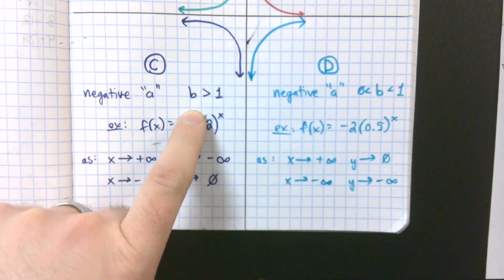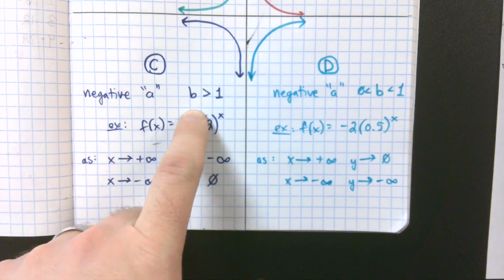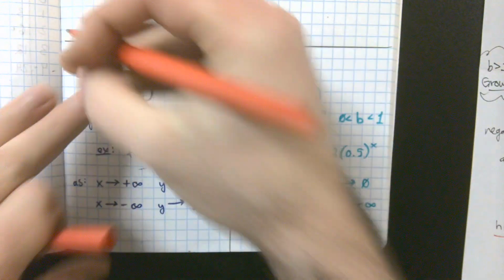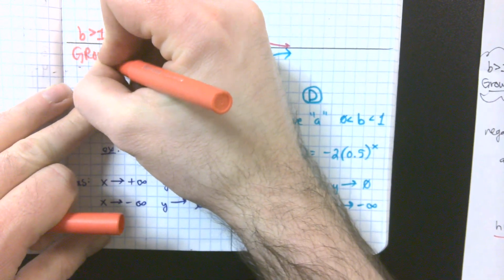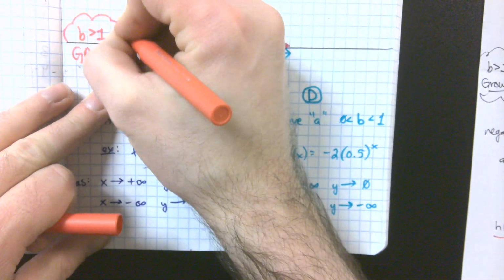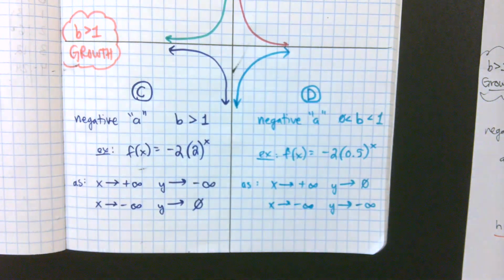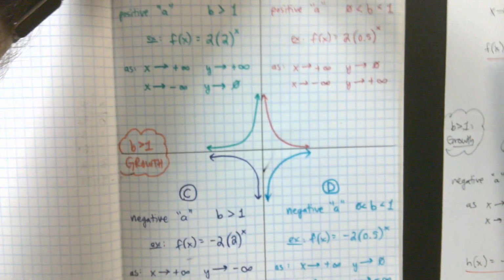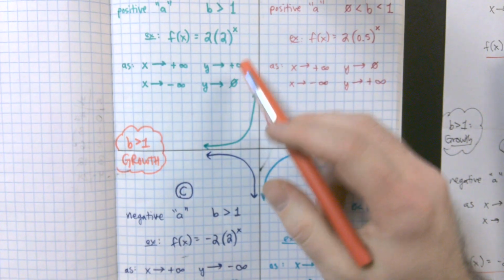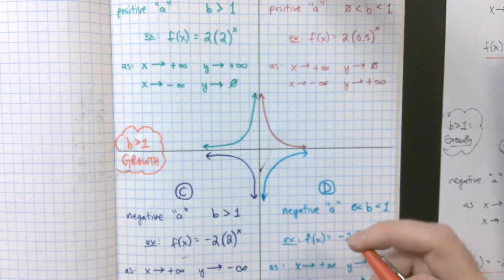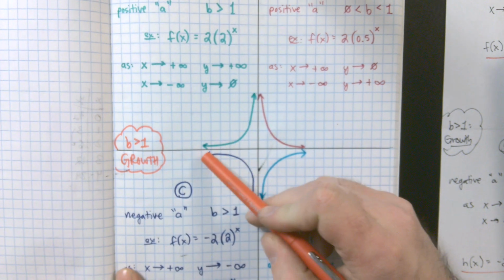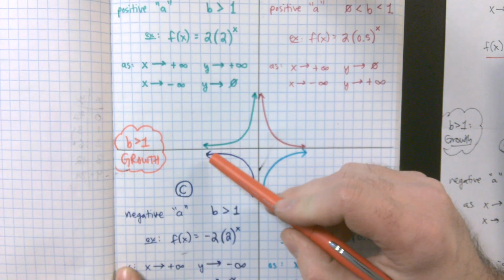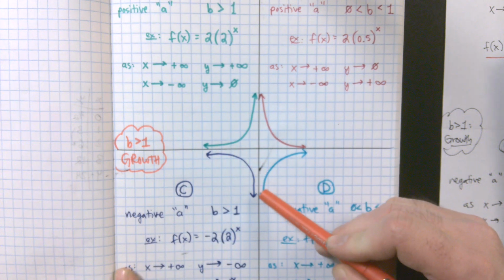If my b value is greater than 1, we're going to add this in here. If my b value is greater than 1, that means I have a growth function. Okay, that's my a and my c on the left side. Growth just means I'm approaching an infinity. Could be positive, could be negative, right? So this green arrow's approaching positive infinity. This blue arrow's approaching negative infinity.